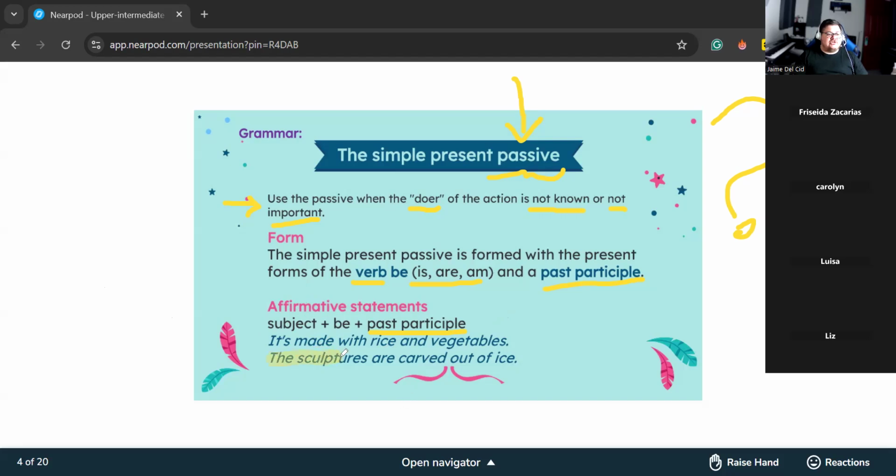So the sculptures, that's the subject, are, that's the verb be. Remember that we're using the present form of the verb be. The sculptures are carved out. So you have that in your dictionary. You go to either your dictionary or to your verb list, whatever is easier for you, and you look for the word carve or carve out. Now, in this case, the word carve out is a verb already, okay? A verb.